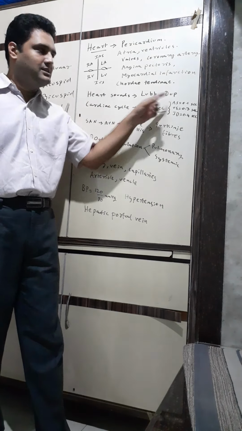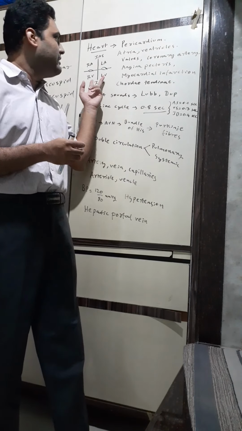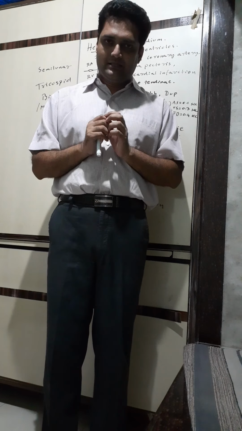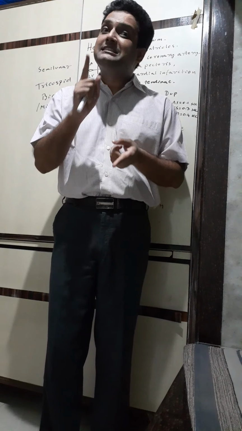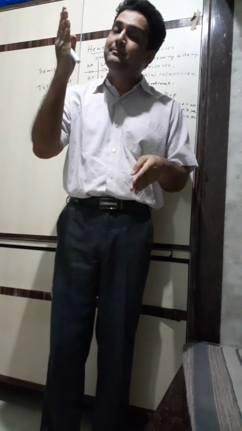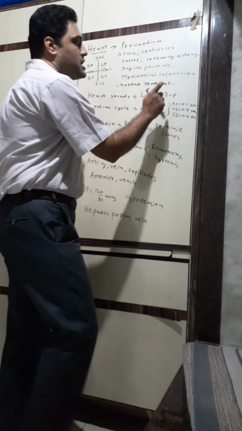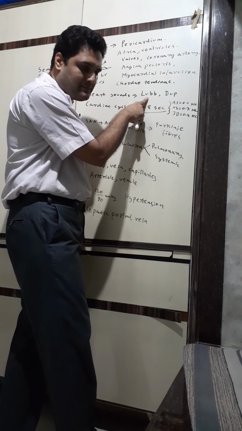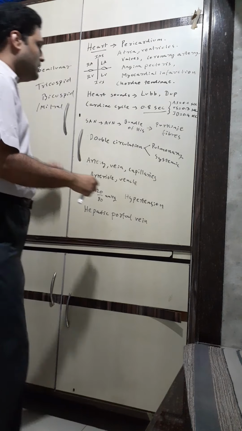Now the second heart sound, dub. When ventricles relax or when atria contract, the semilunar valves, which are at the opening of the aorta and pulmonary artery into the ventricles, shut, and when semilunar valves shut, it will produce the second heart sound, which is called dub. So lub is by closure of bicuspid and tricuspid valves, and dub is due to closure of semilunar valves.